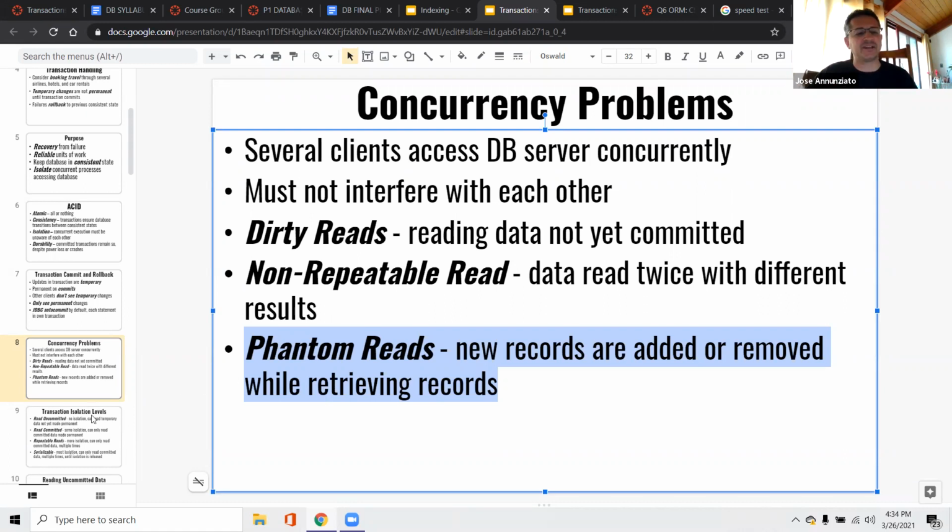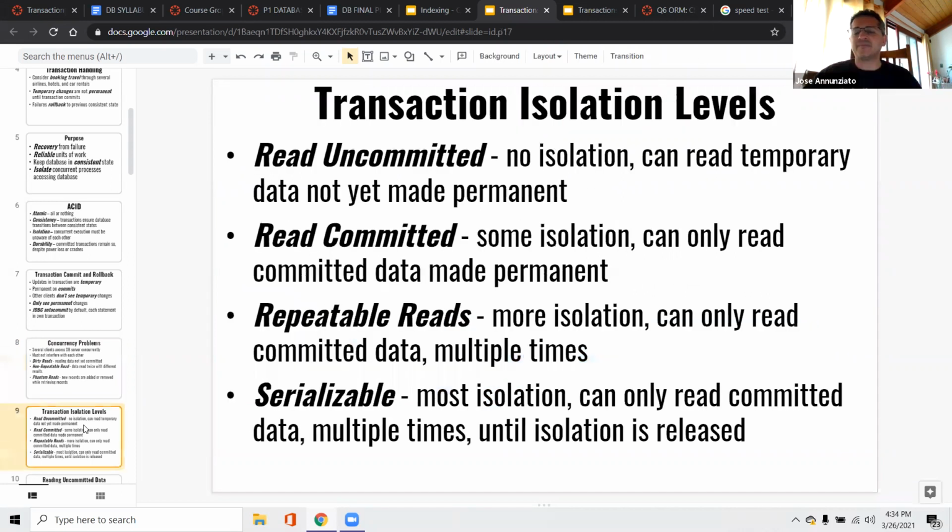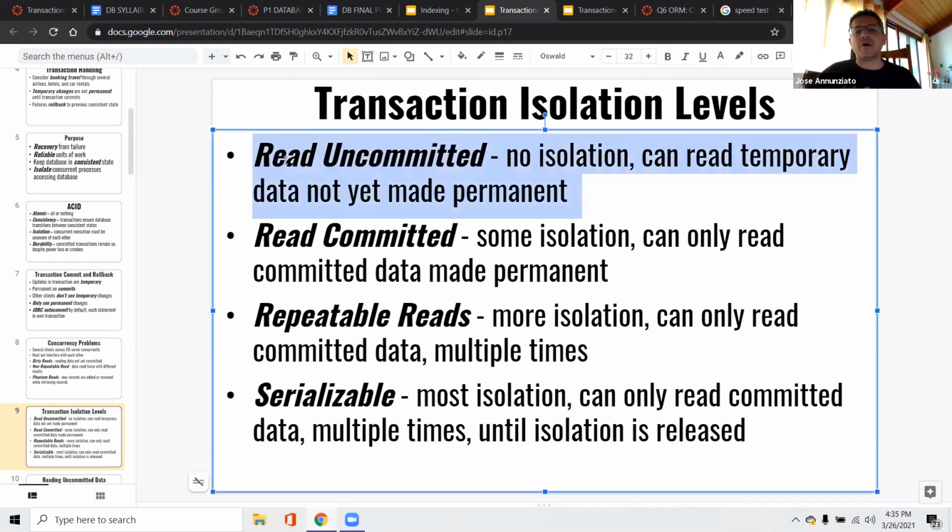Databases can deal with this with what are called isolation levels. Isolation levels mean you can configure the database to allow certain things to happen or not. It has 4 levels. One of the levels is everything goes. The database is not doing anything. Anybody can read, anybody can write, doesn't matter.